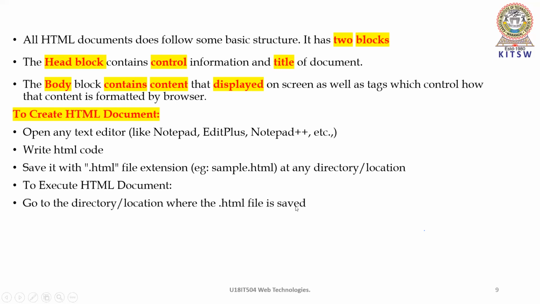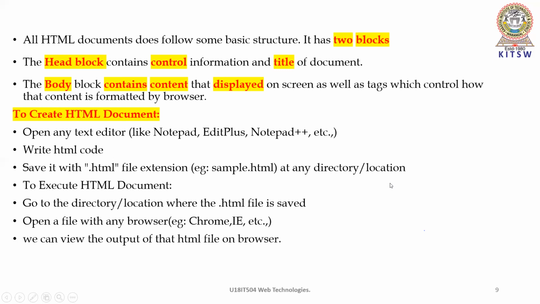After saving the HTML document, we have to execute it. To execute the HTML document, we have to go to the directory where we have saved it with .html as the file extension, then open the file with any browser. We can view the output of the HTML file on the browser. So these are the steps.